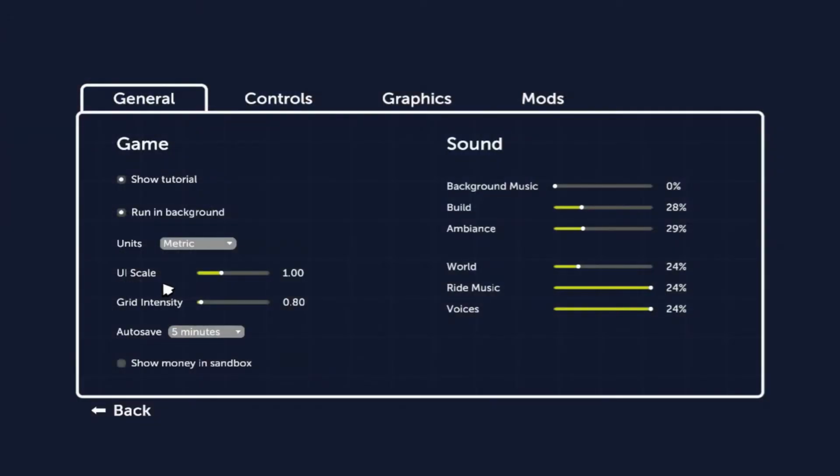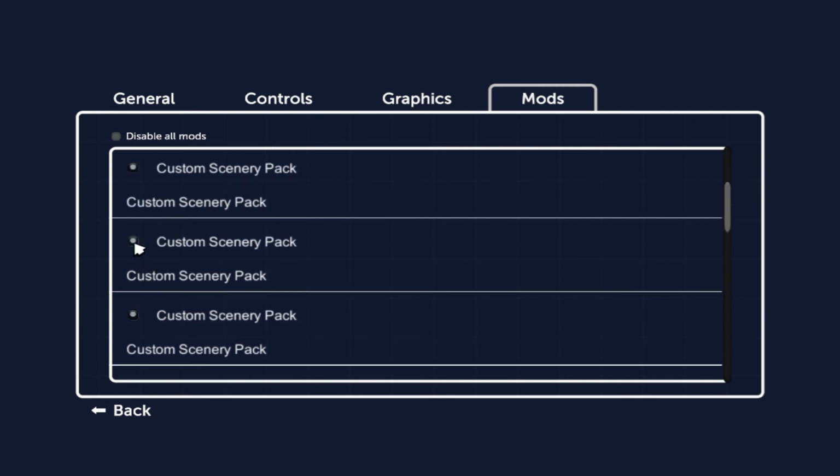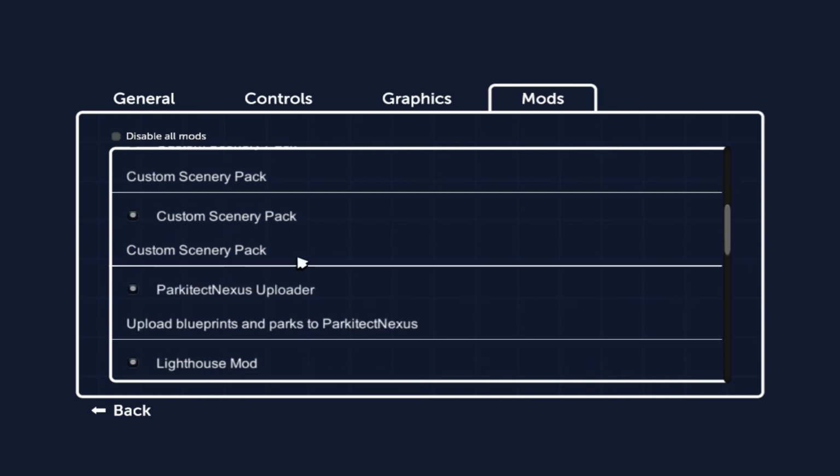So you head over to options and then over to mods, and this will load up a list of all the mods that you've installed into the game, and you can disable them all, or use these individual checkboxes to disable or enable. Once it's checked like this with a little circle, that means it's in the game. If you uncheck it like that, it means it's not going to be in the game. So this is how you do it.